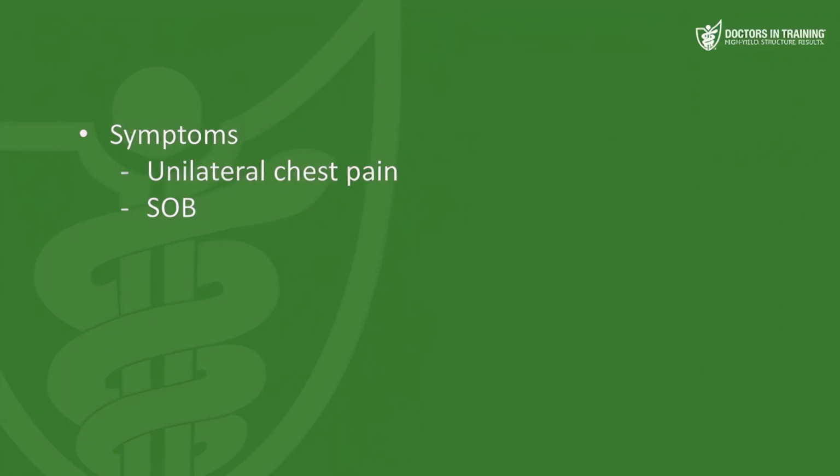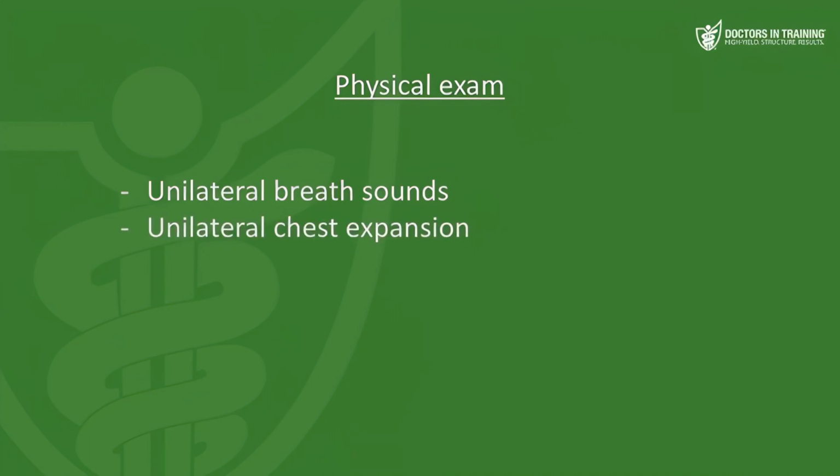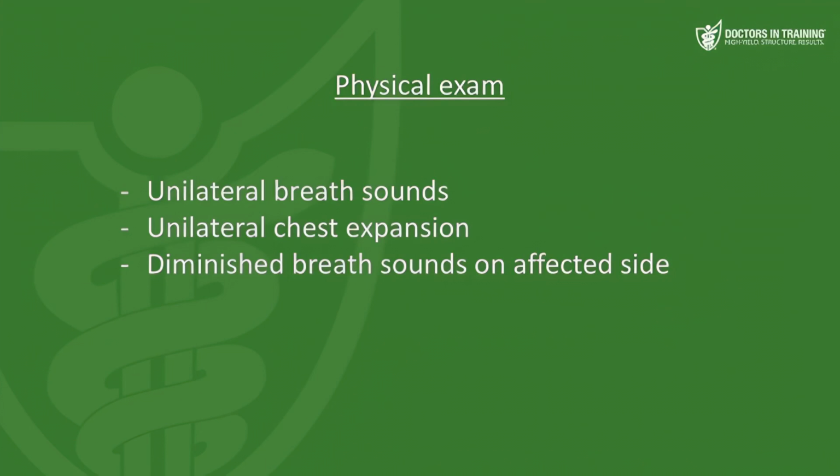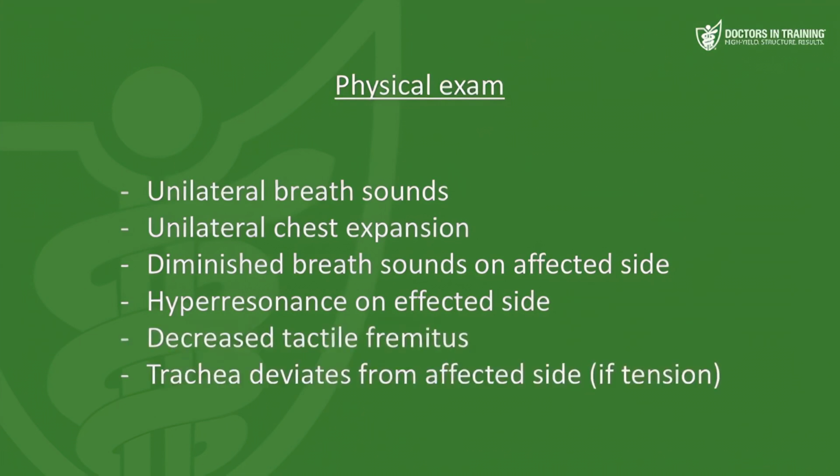For the physical exam, patients with pneumothoraces typically have symptoms on one side with shortness of breath and chest pain, and on the physical exam, they have unilateral breath sounds. You'll have basically no breath sounds. The chest will only expand on one side. They'll have diminished breath sounds when you listen carefully. They'll be hyperresonant to percussion. They have decreased tactile fremitus, and the trachea deviates away from the side of the pneumothorax, especially if it's tension.